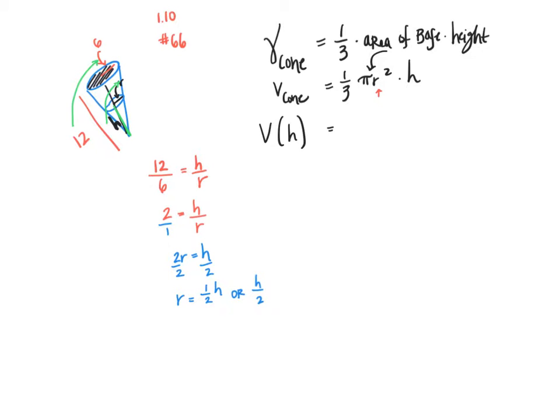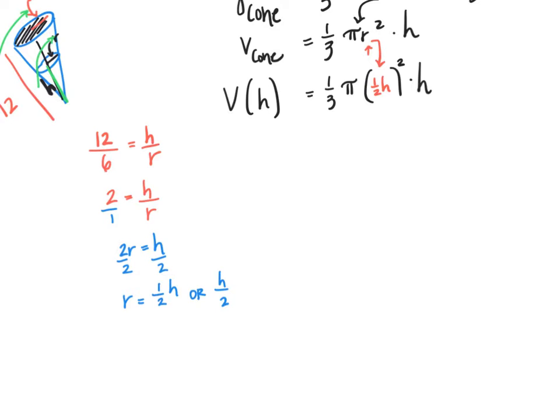But now I can write my function. So I've got v of h equals 1/3 times pi times, I'm going to plug in my r. I'm going to plug in 1/2 h. I need to square that times the height. And then I'm going to simplify.